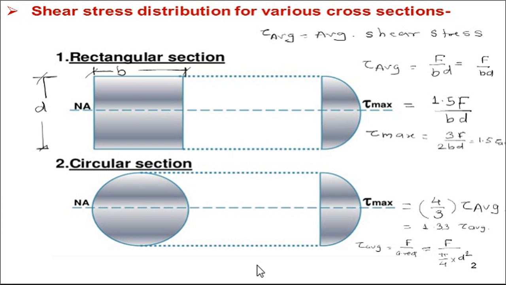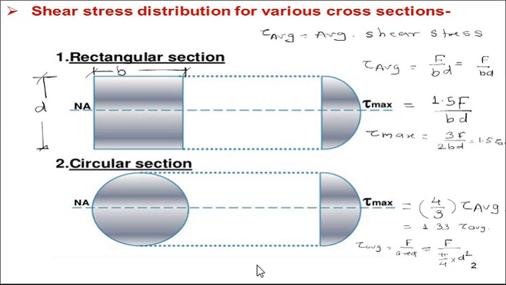For a rectangular section, suppose there is a depth D and breadth B for the rectangle. On the right hand side you can see the diagram for the shear stress distribution. From the diagram you can understand that at the center there is a maximum shear stress. The symbol for the shear stress is tau. Tau max is the maximum shear stress.